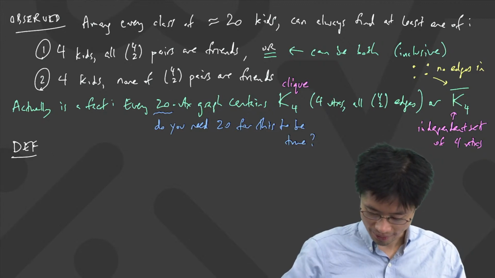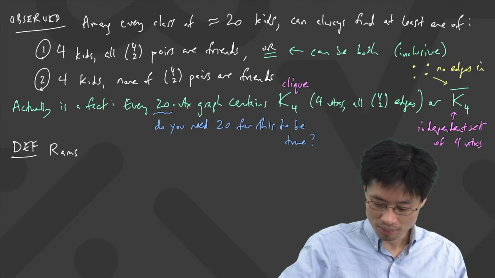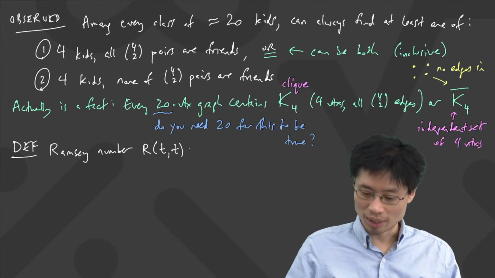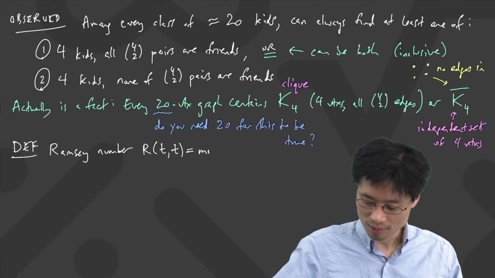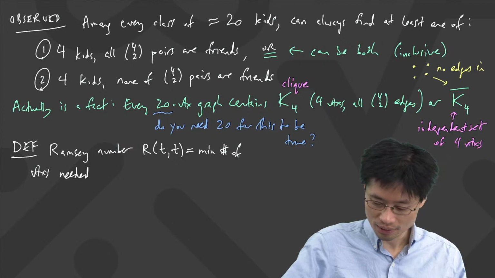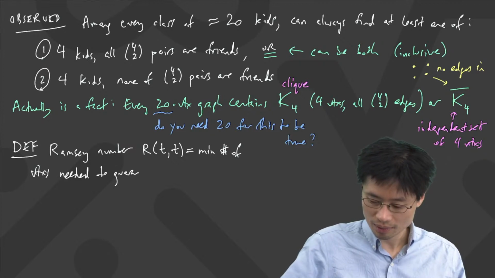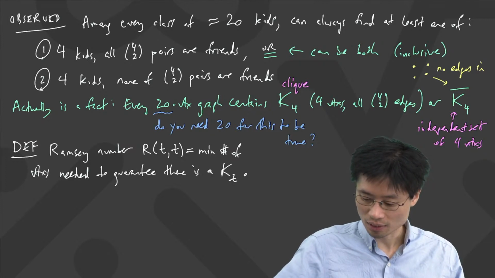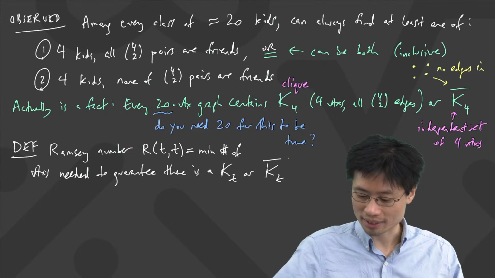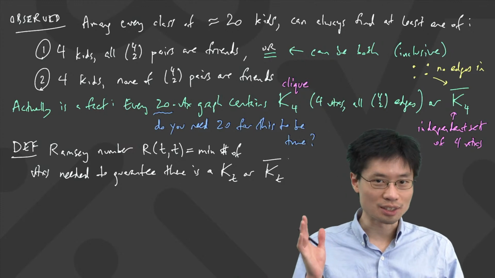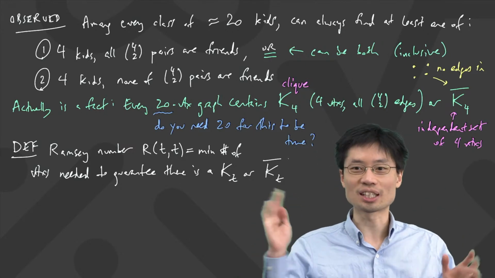Okay. The Ramsey number R(t,t) is defined to be the minimum number of vertices needed to guarantee there is a K_t or an independent set of size t vertices. By the way, even as written right here as a definition, this is not a legitimate definition.